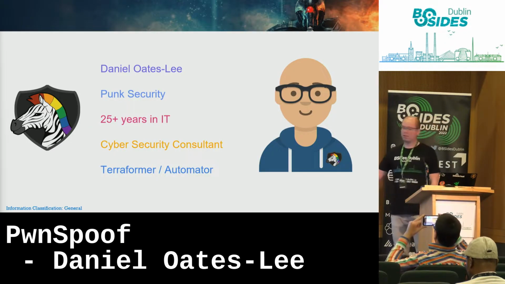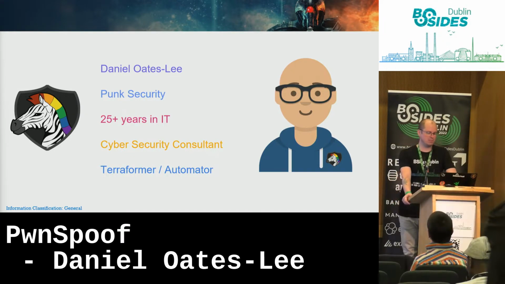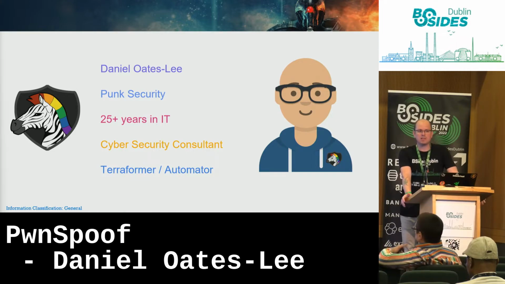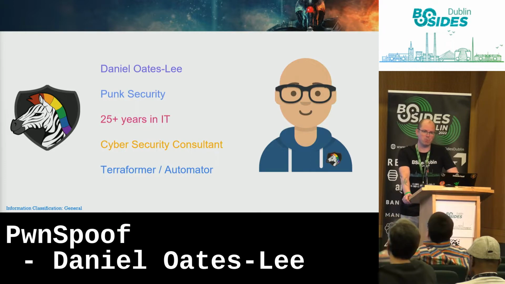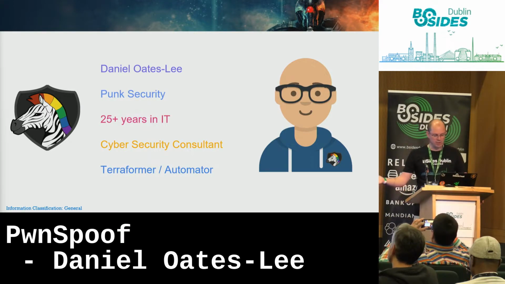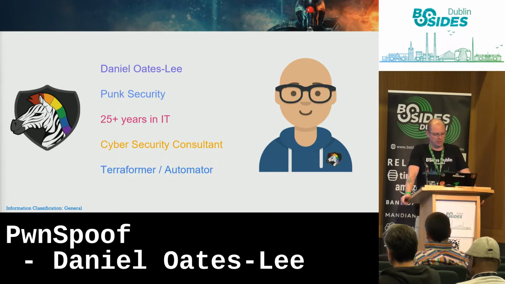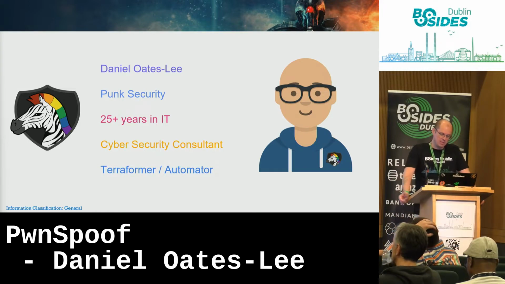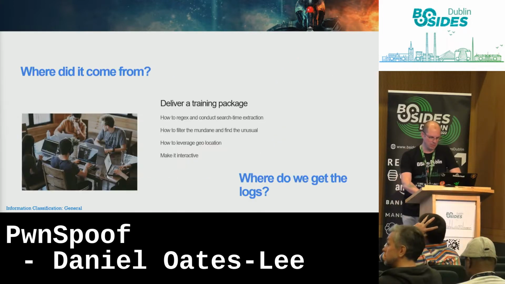So, first of all, who am I? Well, my name's Daniel Oates-Lee. I'm one of the co-directors at Punk Security. I've been working in IT for over 25 years. I started off as a developer, moved into infrastructure support, then fell into cybersecurity because I just kept hacking and messing about and breaking systems. Currently working as a cybersecurity consultant, specializing in DevSecOps, DevOps, and a little bit of pen testing. The reason I put Terraformer and Automator down there is because I love automating every possible thing that I do. So anything that I can repeat, I will most certainly do it.